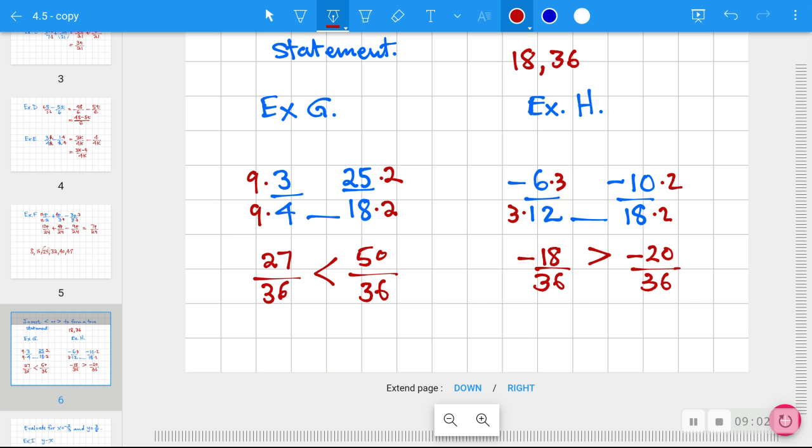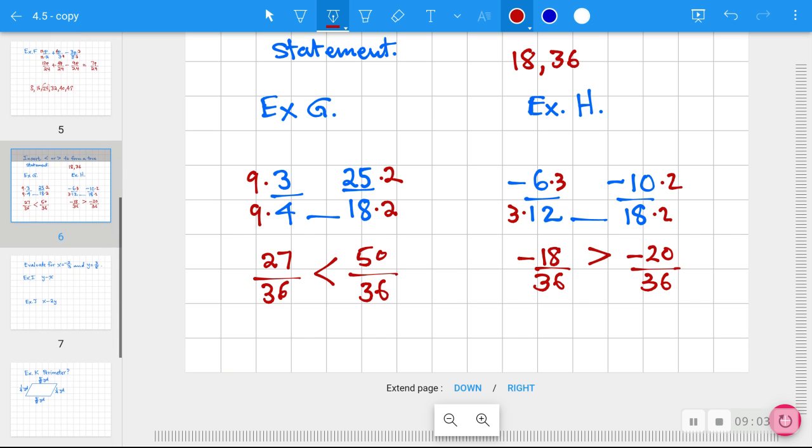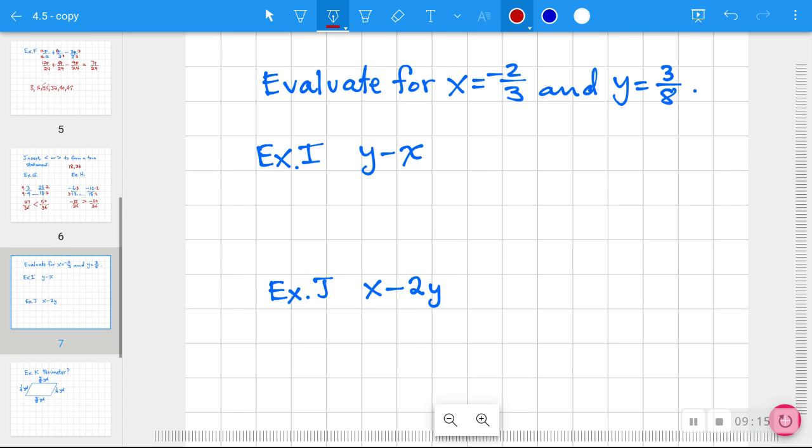Okay, so that's the sort of thinking you have to do here. Further to the left on a number line, that's what I should say. If you plotted negative 18 on a number line and negative 20 on a number line, the negative 20 is less because it'll be on the left.